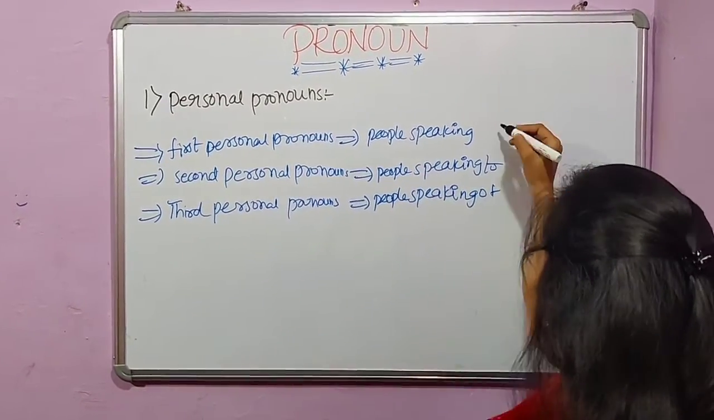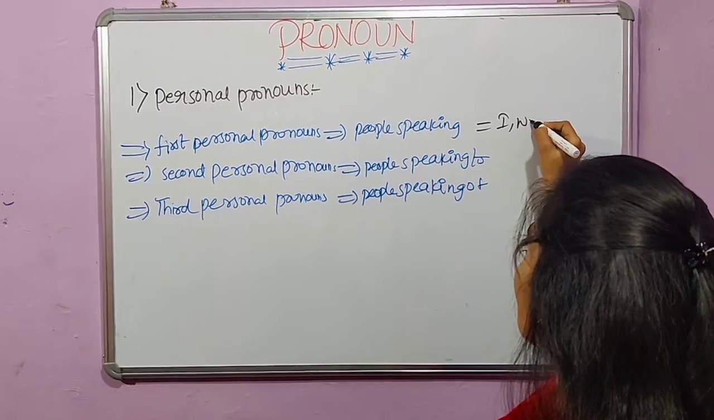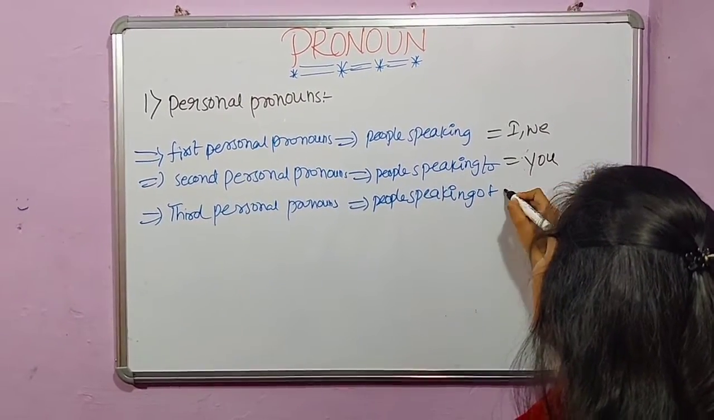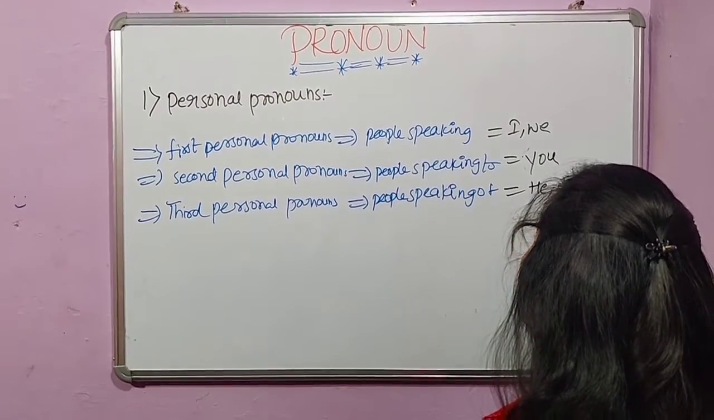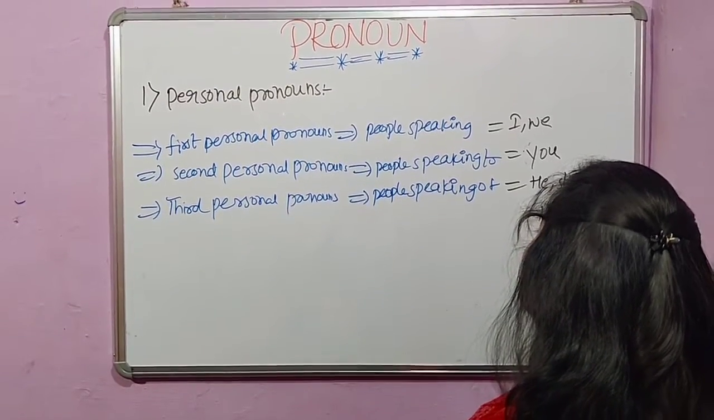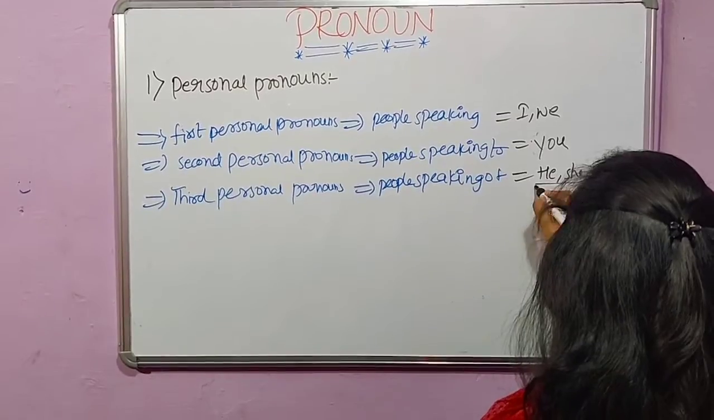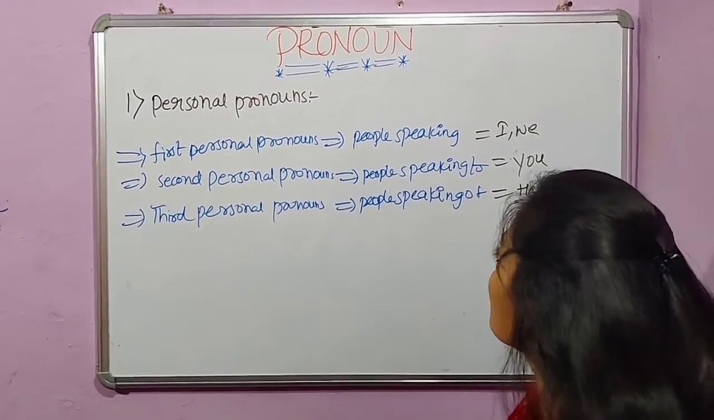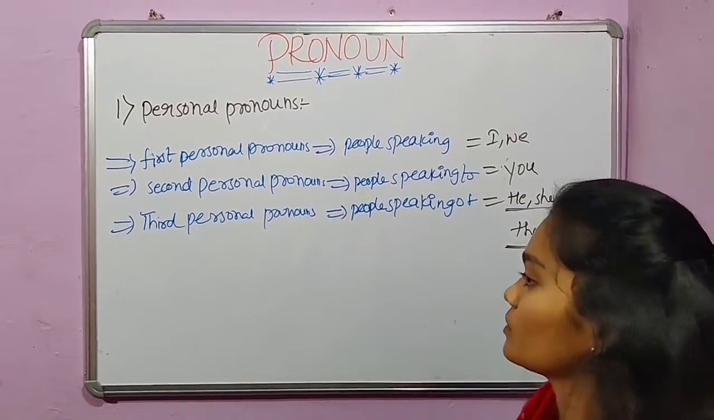I, we are the first person personal pronouns. You is the second person personal pronoun. He, she, it, they are the third person personal pronouns. He, she, it are the third person personal singular pronouns and they is the third person personal plural pronoun.